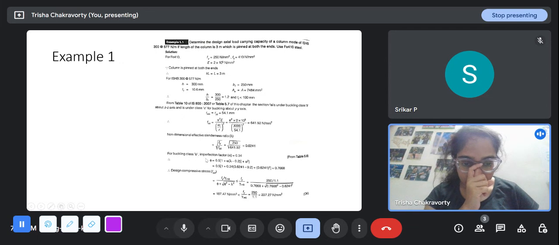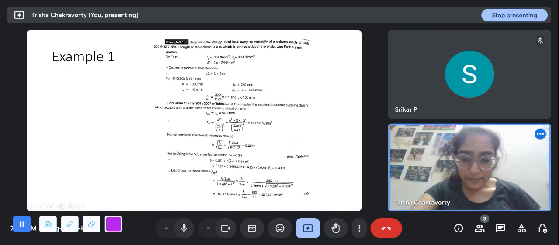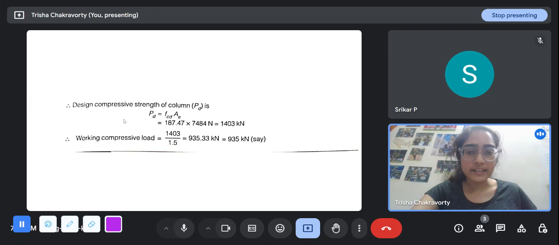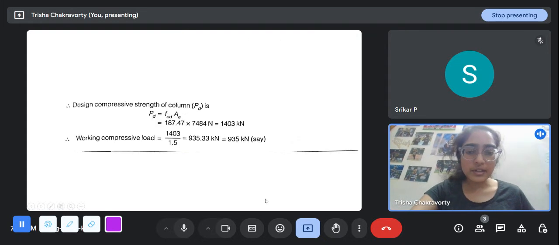For buckling class B, there will be an imperfection factor. You are not supposed to remember these. These will be given in the code, and the design compressive stress Fcd is got by this formula. So this is 227, that is less than 250, the yield stress of the material. You have this area and you have a modified compressive stress, so by multiplying the area and the stress, you will get a force, and this is the design compressive strength.